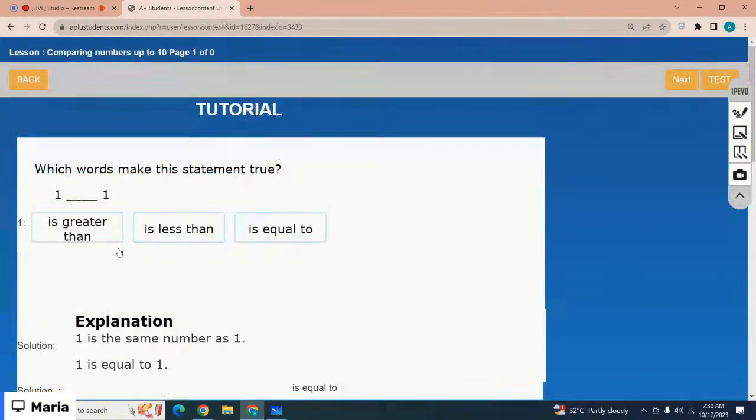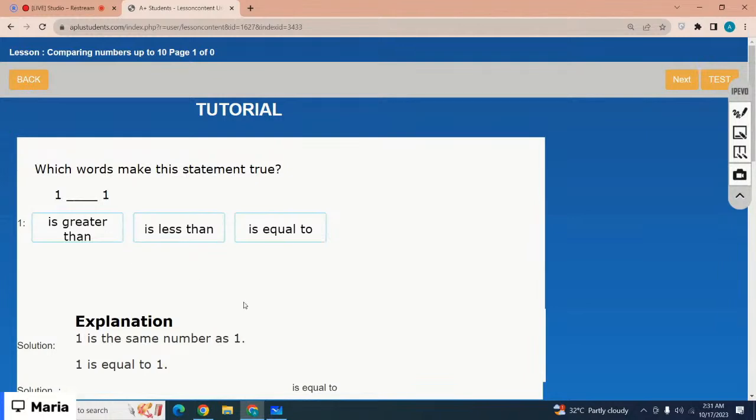Okay, which words make the statement true? 1 and 1. 1 is greater than 1, 1 is less than 1, and 1 is equal to 1, which is the correct option. When you are comparing two numbers and the numbers are exactly the same, that means they are equal, right? So 1 and 1, they both are exactly the same. So 1 is equal to 1. The correct option is equal, right?